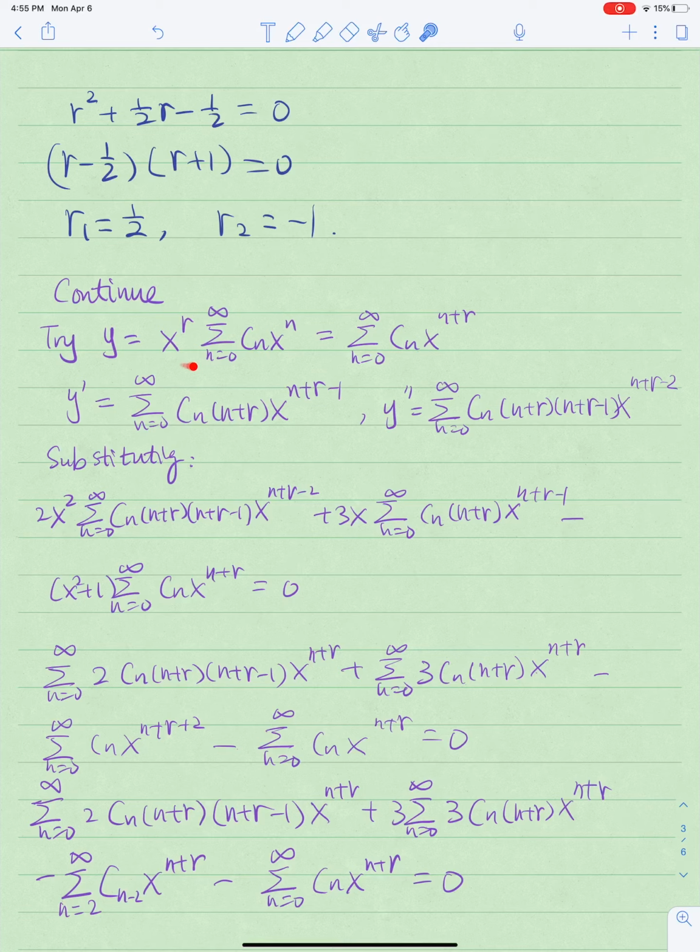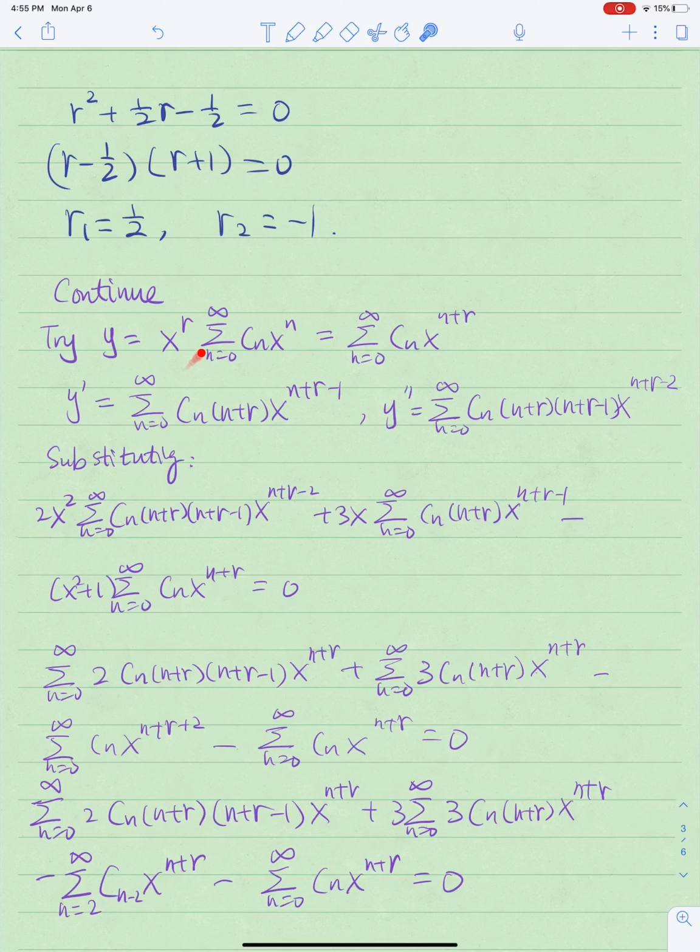So the Frobenius solution is in this form. And here we did not specify what R is because we know both R1 and R2 will give us a solution according to the Frobenius theorem. So we're going to just keep the notation as R until we have to plug in the numbers.